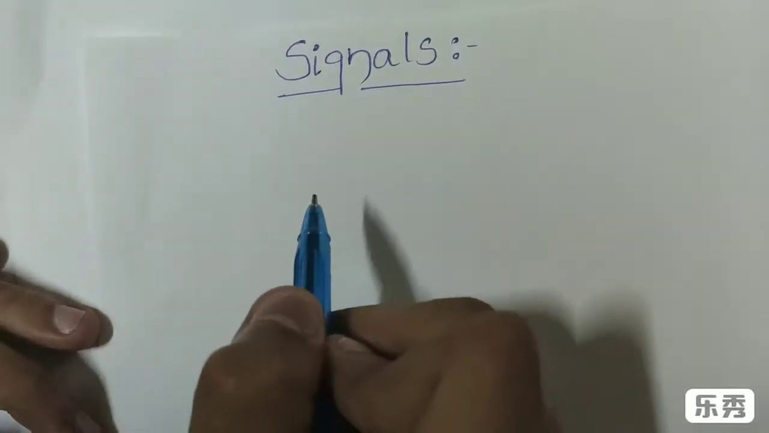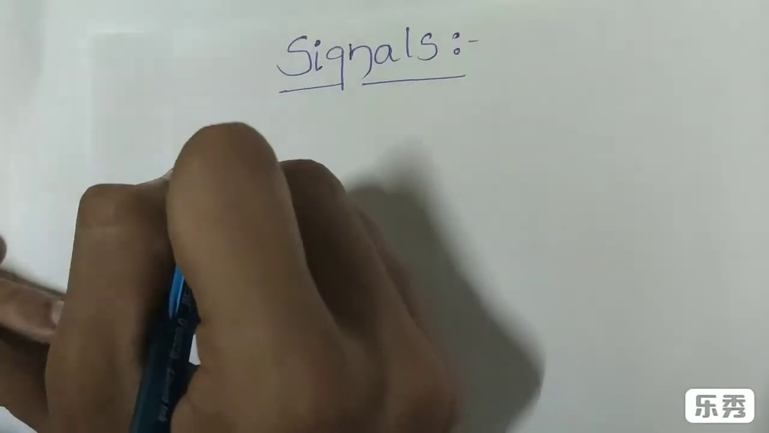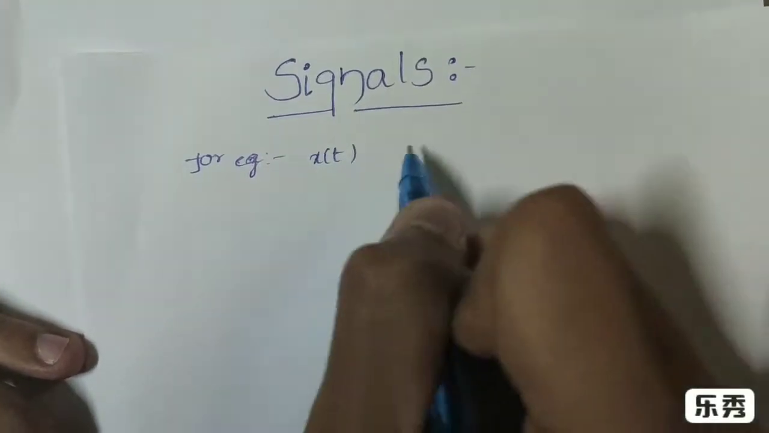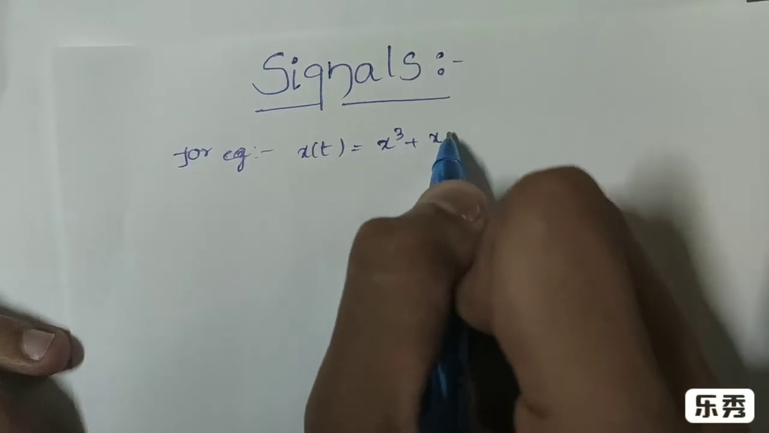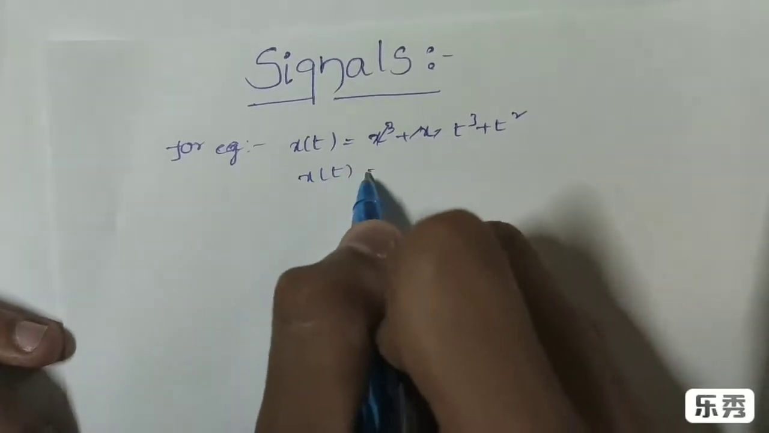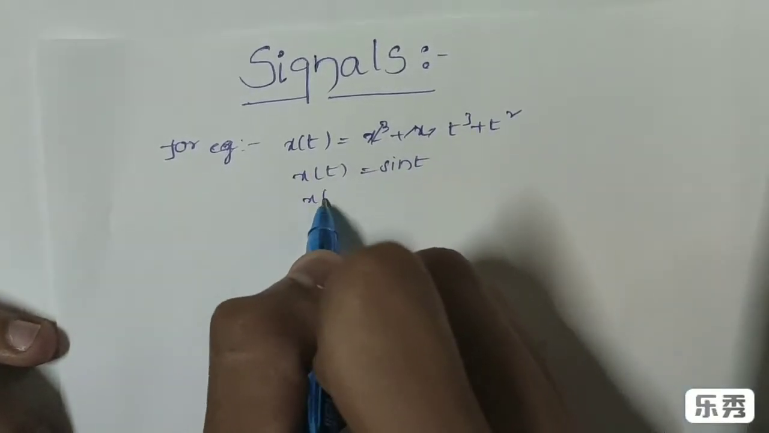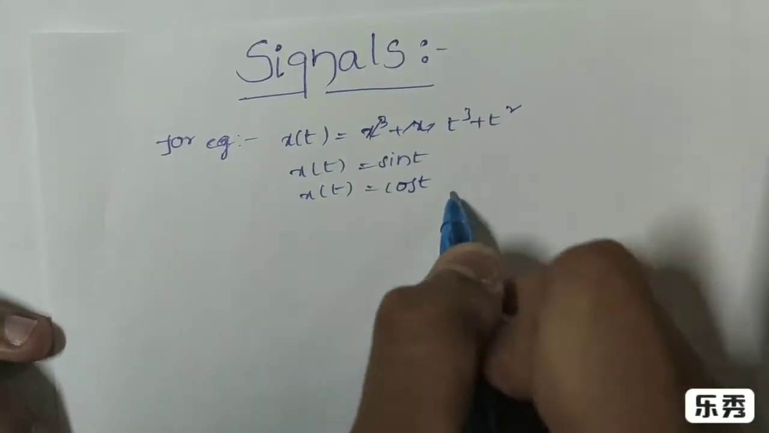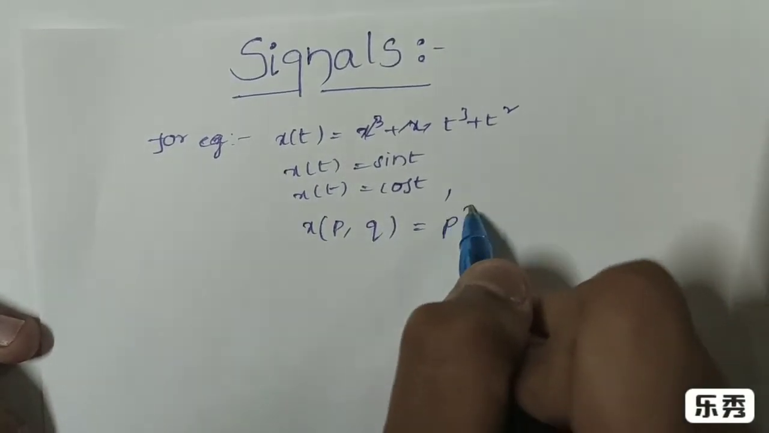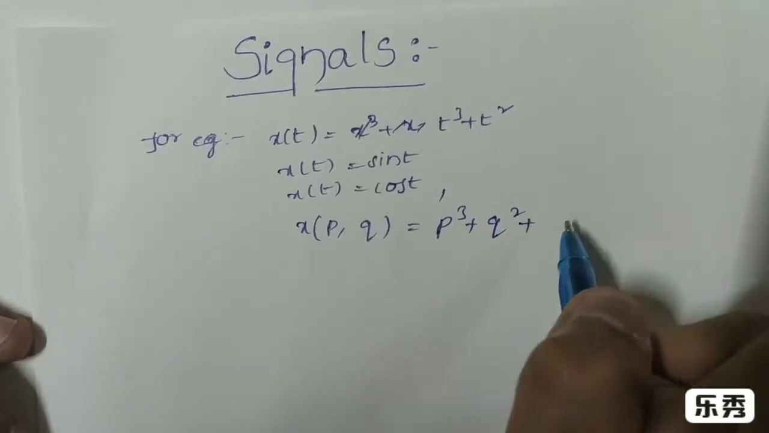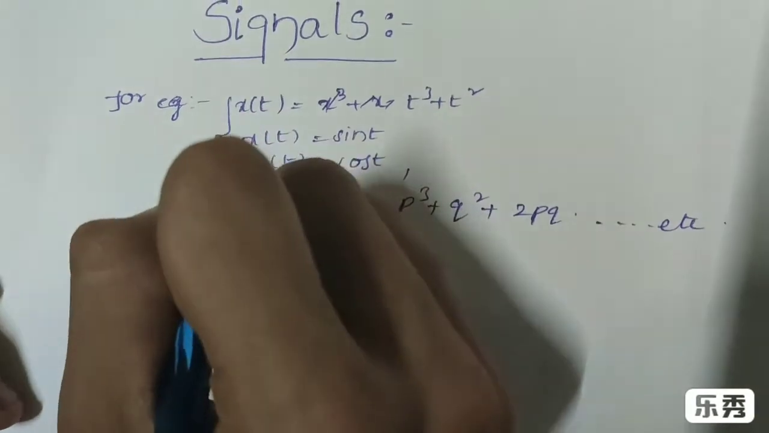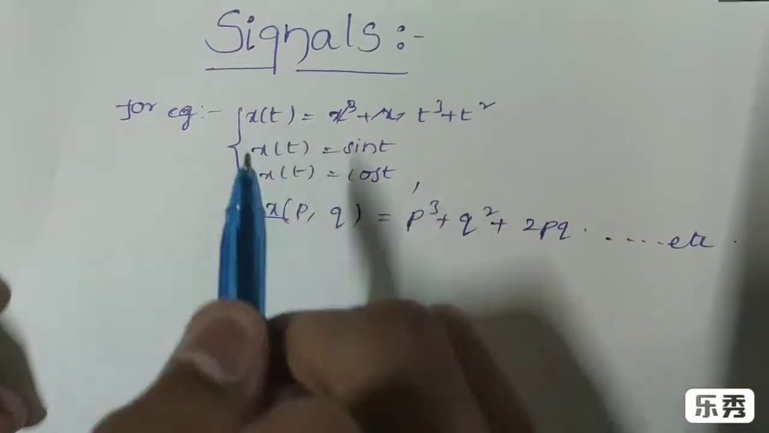A signal is nothing but a function which conveys something. For example, x of t equals t cube plus t square, x of t equals sin t, x of t equals cos t, x of p comma q equals p cube plus q square plus 2pq, and so on. These are all signals.